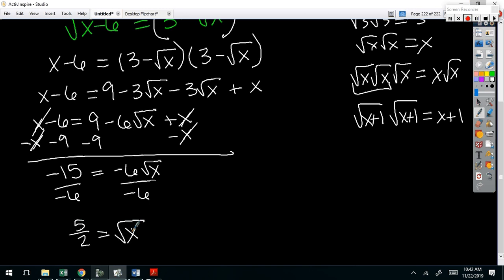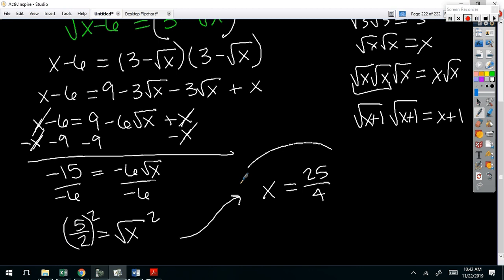So then you just square it? And then you just square it. That's exactly right. So it's 25 over 4. Yes. 5 over 2. 25 over 4. Can you do the other one?